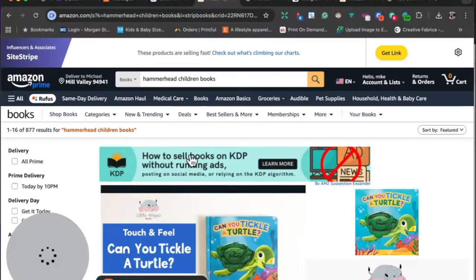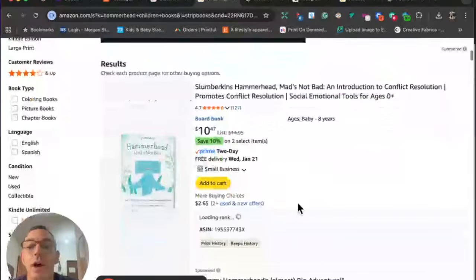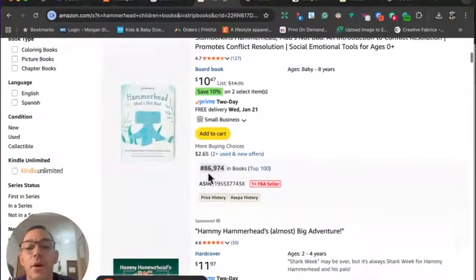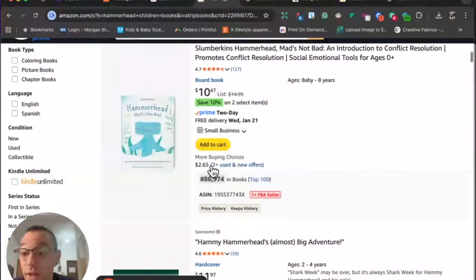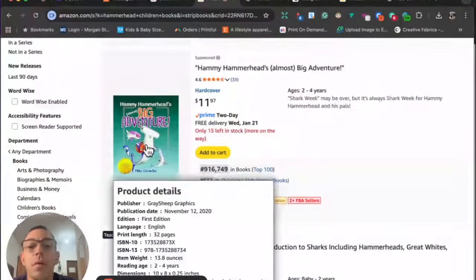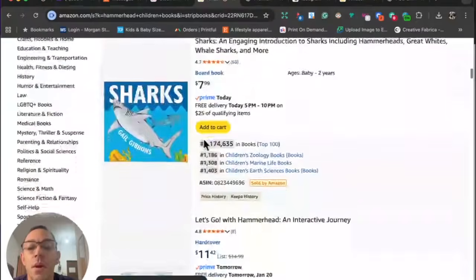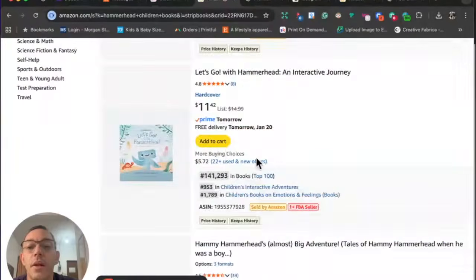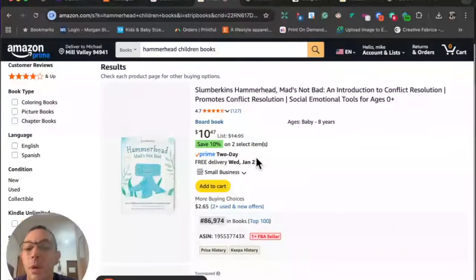Yeah, so here we go, 877. That makes more sense. Okay, so here's a really good example. Look at this, hammerhead. So children's books like this, and here we go, under 86. Okay, so this looks like the best one so far. And we got another one right here, also good BSR. Another one right there. That could be the same one that's up here, maybe the same author.